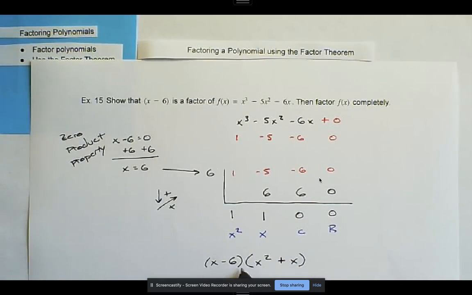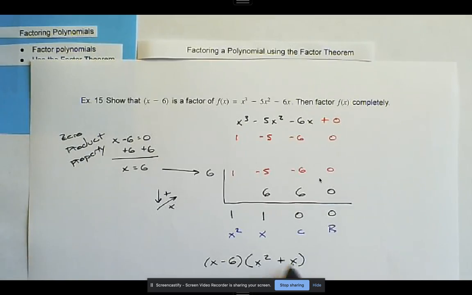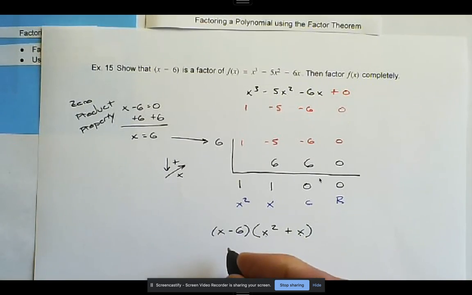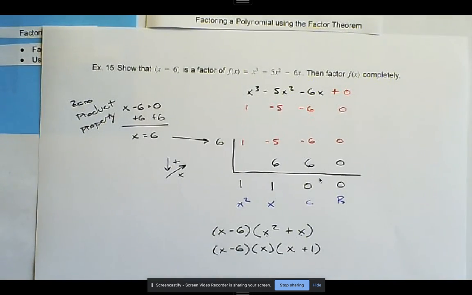So our lead binomial is already factored, and then we have to factor the rest. We know that we have an x squared and an x, we have an x in both of those, so we can factor that out. And so we have x minus 6, and then we factor x out, and then we're left with x plus 1.